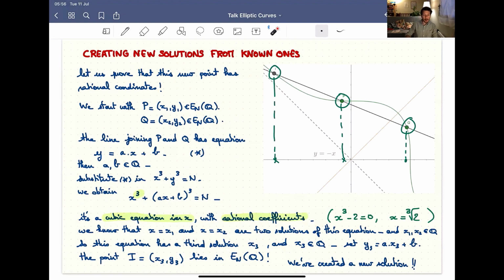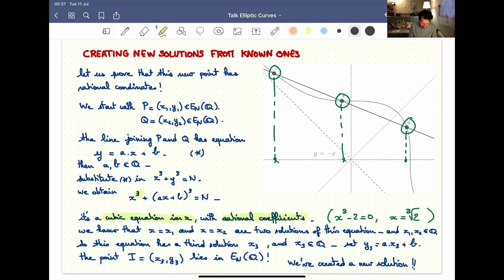And this is interesting because for polynomial equations there is a relation between their solutions, their roots, and their coefficients. So sums of roots give you a coefficient, products of roots give you a coefficient, etc. And if you have a cubic equation with two known solutions which are rational, then the third solution exists and is a rational number.